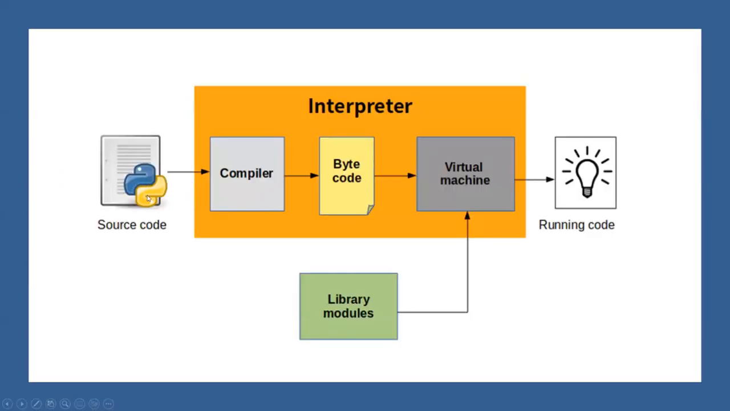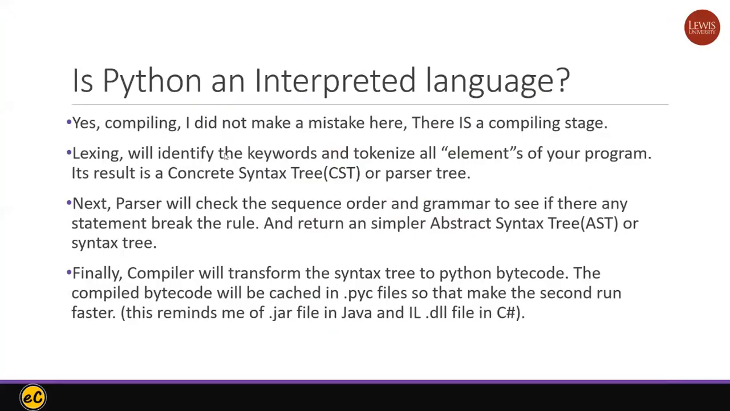So this is the chart. Your source code goes into the compiler and is compiled to bytecode, and then some other bytecode may come from the library modules, and then they will be imported into your code and run on a virtual machine. So you have to understand the format of the virtual machine.